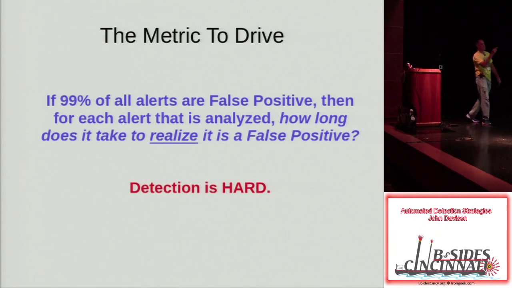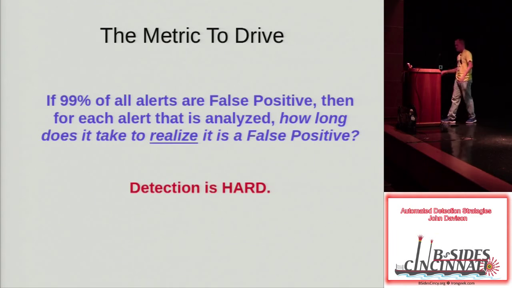This metric is the one to drive, right? What I mean by that is this is what I need to improve. If I want to improve detection capabilities, what I need to do is improve this metric. I need to take the amount of time it takes you to realize that you're wasting your time and bring it down to nothing, because the smaller you can get that, the more alerts you can handle, the more false positives you can handle, the more coverage you can introduce. The more coverage you introduce, the better chances you have of actually alerting in the first place.